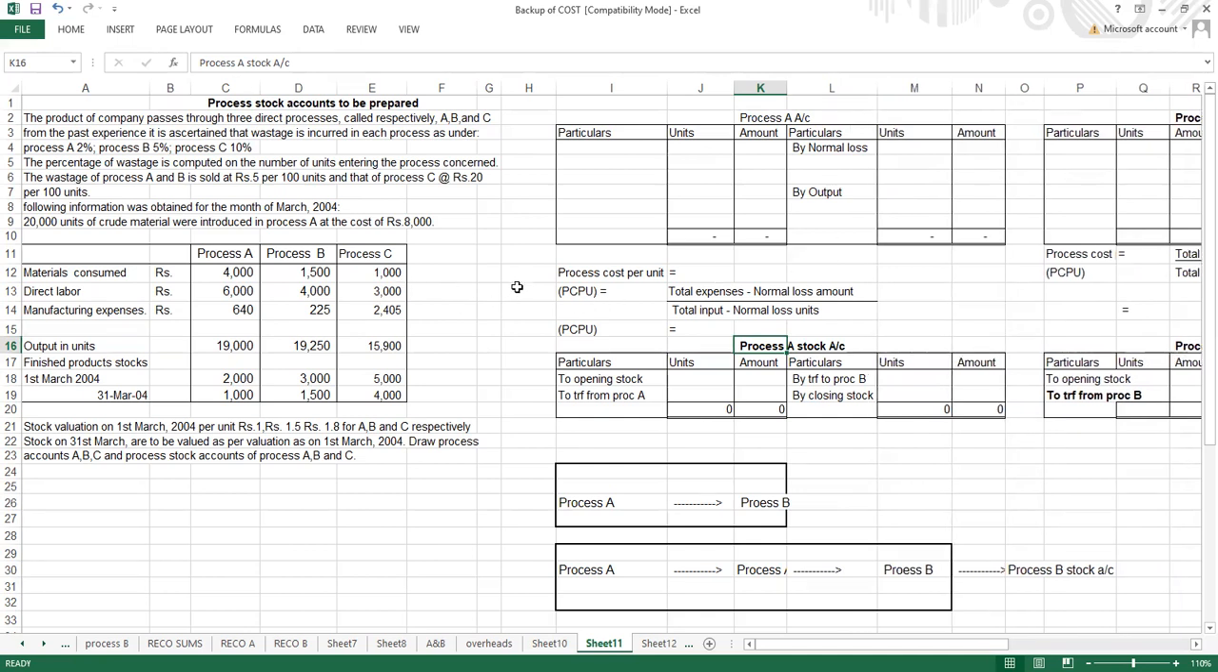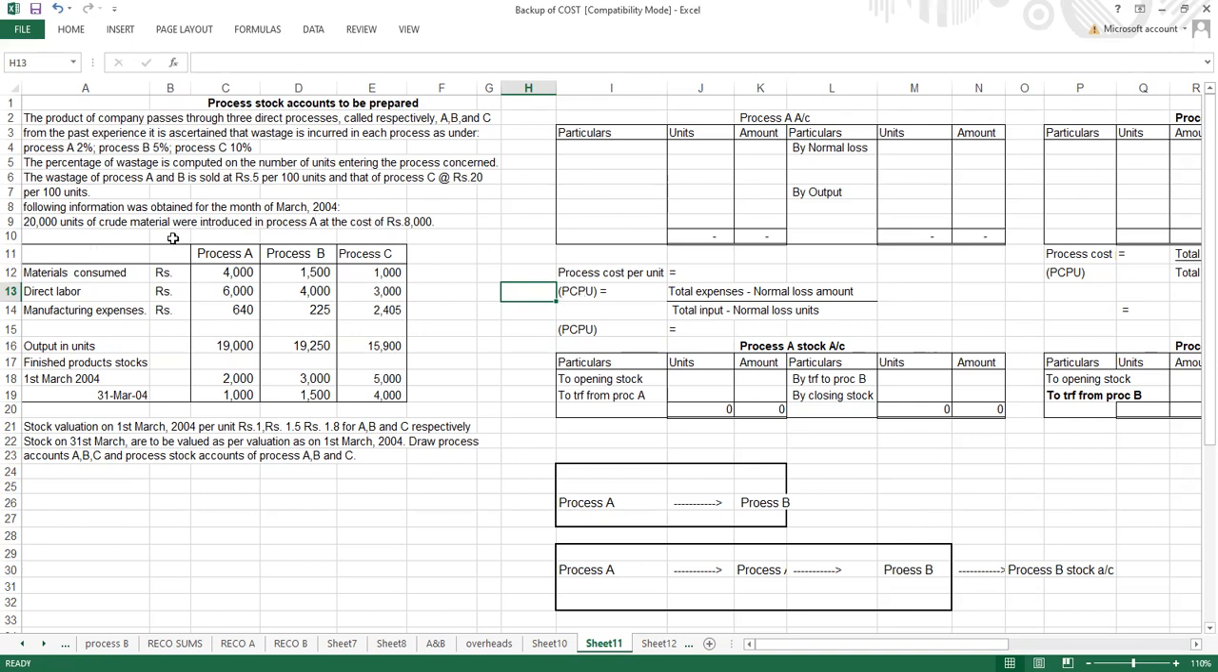After that, the wastage of process A and B is sold for rupees 5 per 100 units. Whenever they give rate like this, 5 per 100, whatever normal loss units will be there, you multiply with 5 divided by 100. So take it as 5 upon 100 rate. Clear? That was for A and B, and for C, rate is given as 20 per 100. So whatever units are there for normal loss into 20 upon 100. Clear? I'll read further. Following information was obtained for the month of March 2004.